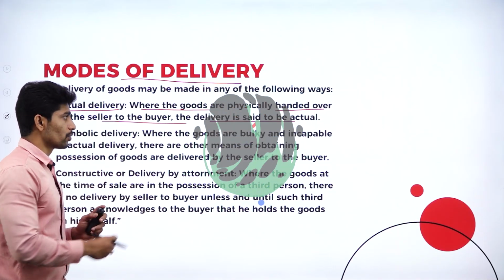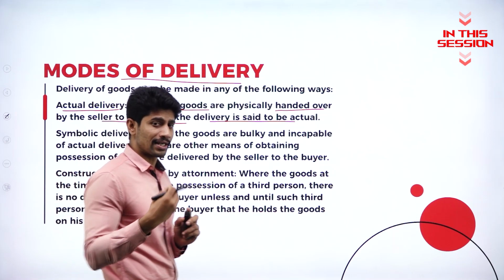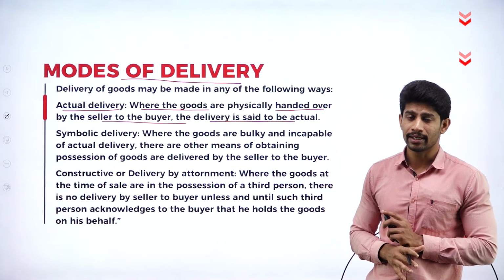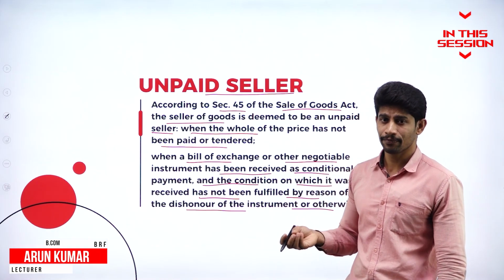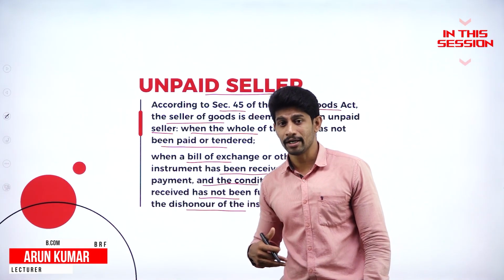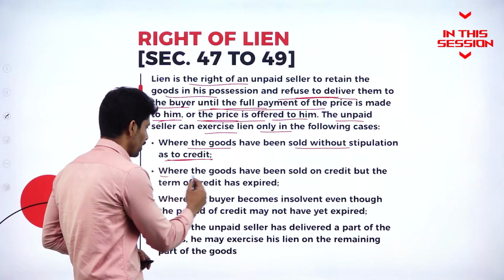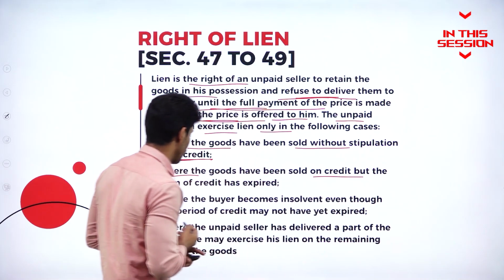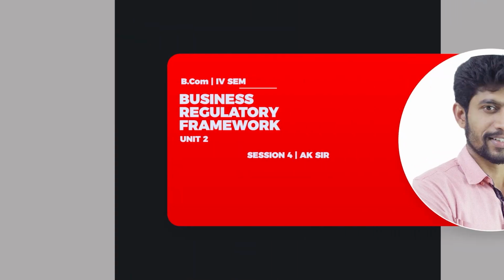Where the goods are physically handed over, physically transferred by the seller to the buyer, that is called actual delivery. Where a bill of exchange or other negotiable instrument has been issued and the amount is not paid, then you will be called an unpaid seller. Also, where the goods have been sold on credit but the term of credit has expired.